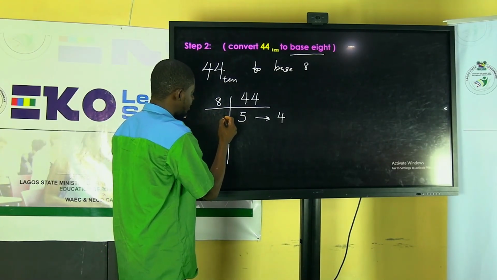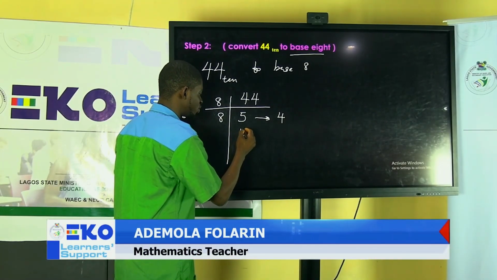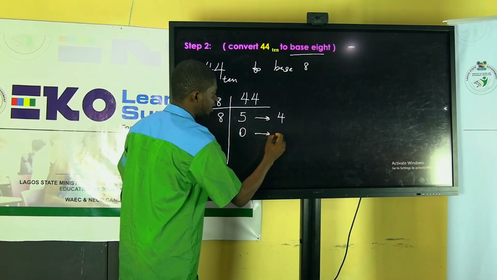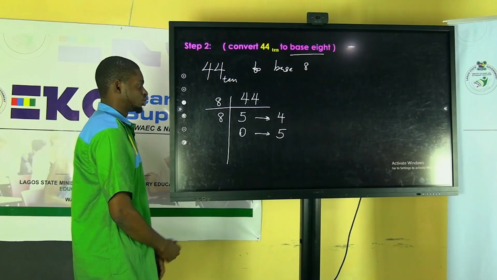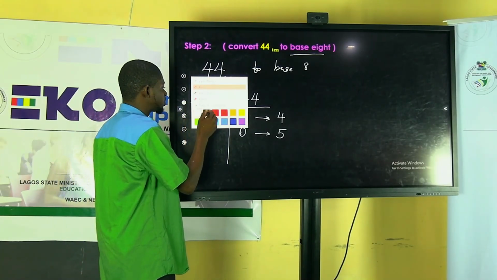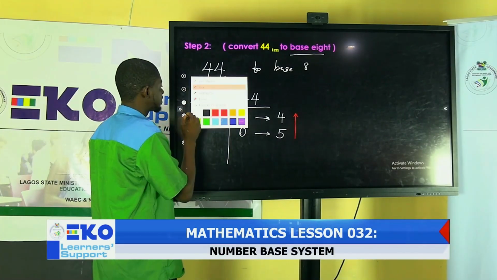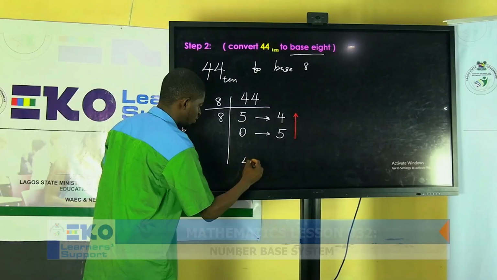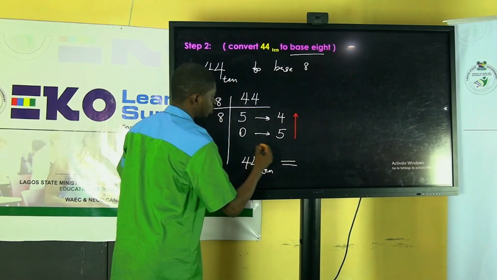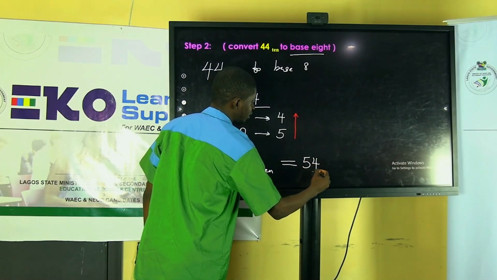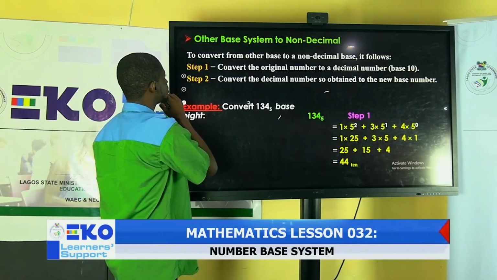So 8 goes here. Can 8 go into 5? No. You return the 5. It will go there 0 times. Remainder what? Remainder 5. Now we take this reading upward from here. Upward. That means 44 in base 10 is being converted to 54 in base 8, which then takes us back to what we are converting.